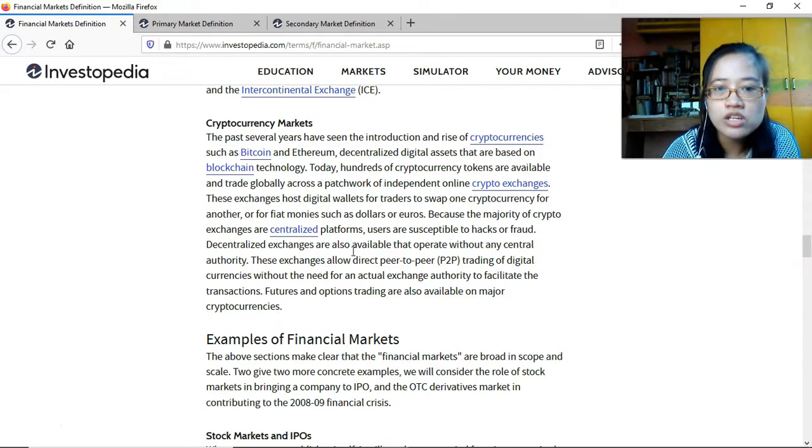Decentralized exchanges are also available that operate without any central authority and are less regulated. That's why they have lesser fees when they transfer cryptocurrency. So these exchanges allow direct peer-to-peer trading of digital currencies without the need for an actual exchange authority to facilitate the transactions. Essentially, there is no government or no central bank or no monetary board that's regulating the transactions. Futures and options trading are also available on major cryptocurrencies.